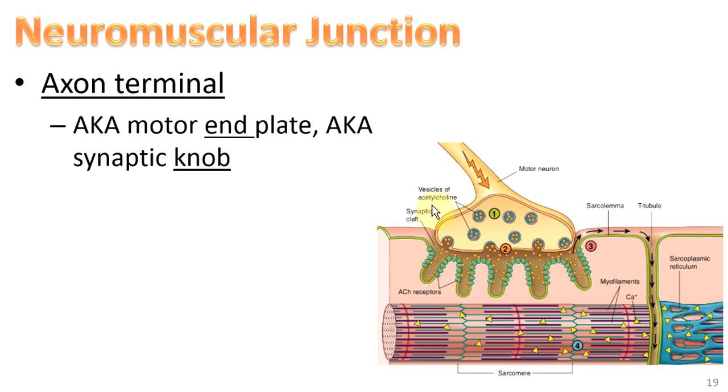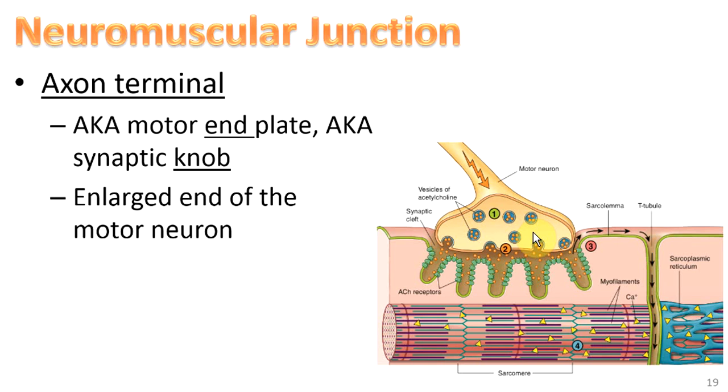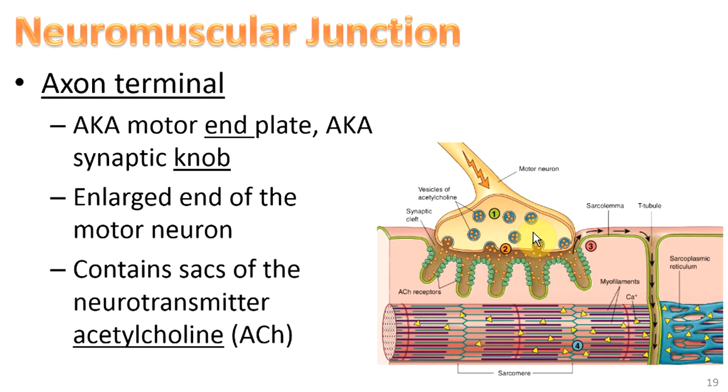And so we do that with these things called neurotransmitters. This axon terminal is the end of the motor neuron. The neurotransmitter that it has in your muscles is something called acetylcholine, or ACh for short, big A, big C, little h. And that's what these little vesicles are here. They contain that acetylcholine.